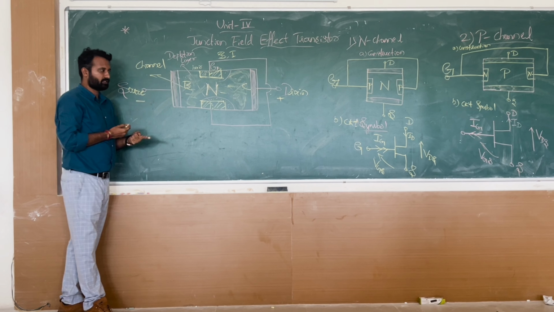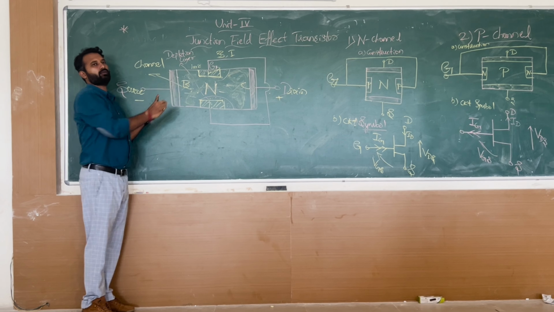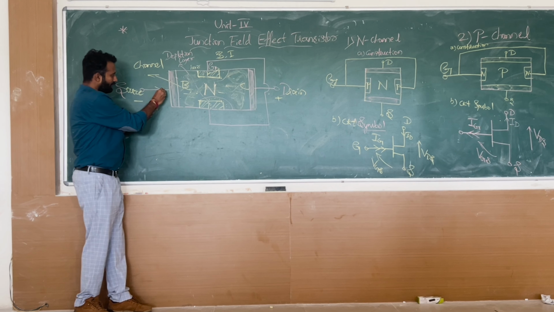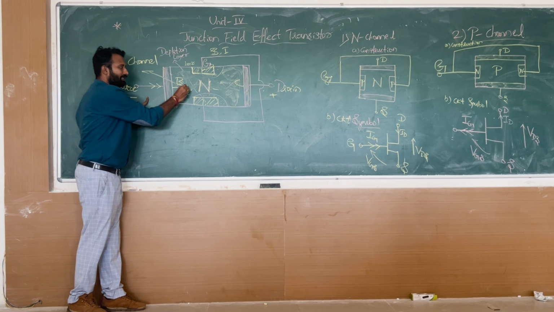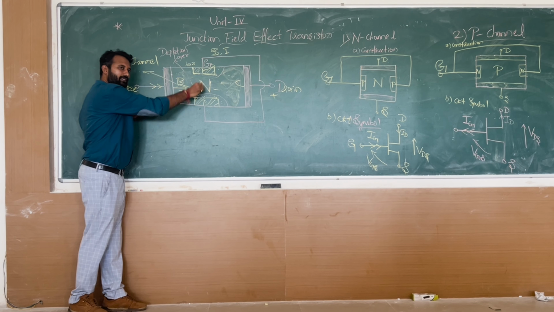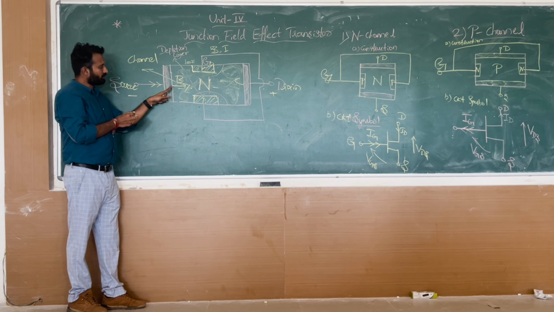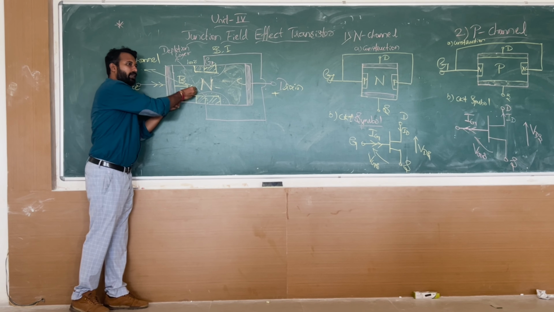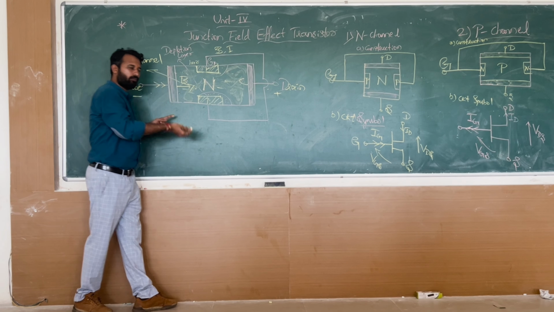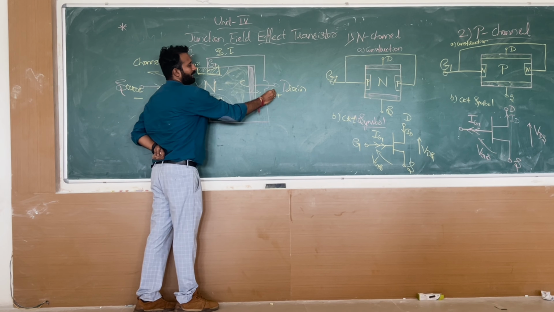One more definition: what are the majority carriers here? Electrons. They will enter this bar through the source terminal. Majority carriers will enter the device, into this area, from the source terminal. Majority carriers will leave the bar through the drain terminal.